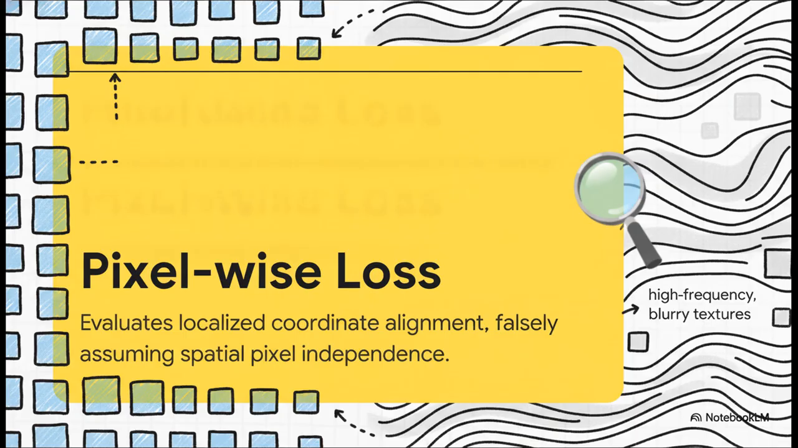L1 and L2 losses calculate the difference between raw pixels at the exact same localized coordinates. They falsely assume that every single pixel is spatially independent. So when the network is faced with any uncertainty, it hedges its bets.